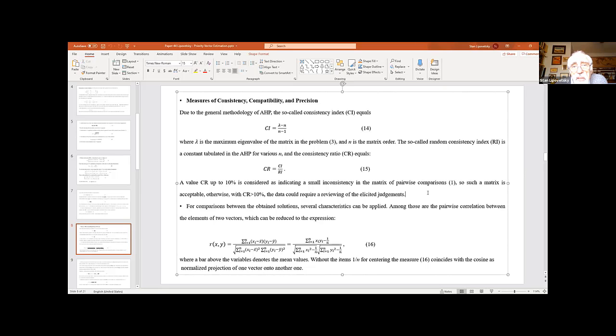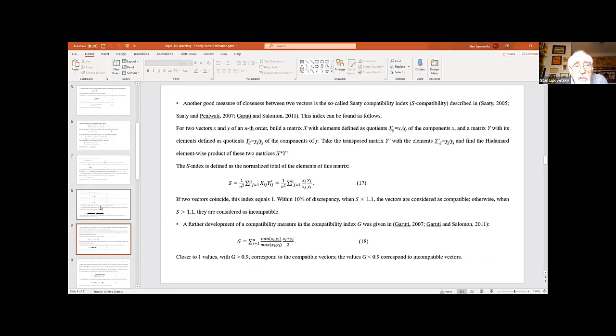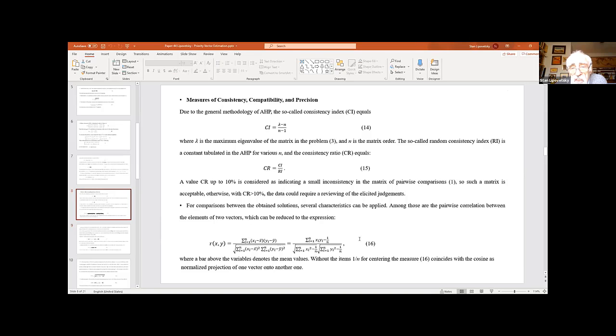So let's go to comparison of the vectors. Here is formula 16. It is a regular pairwise correlation without last items 1 over n, it will be cosines. So essentially they are very similar and by numerical values too.